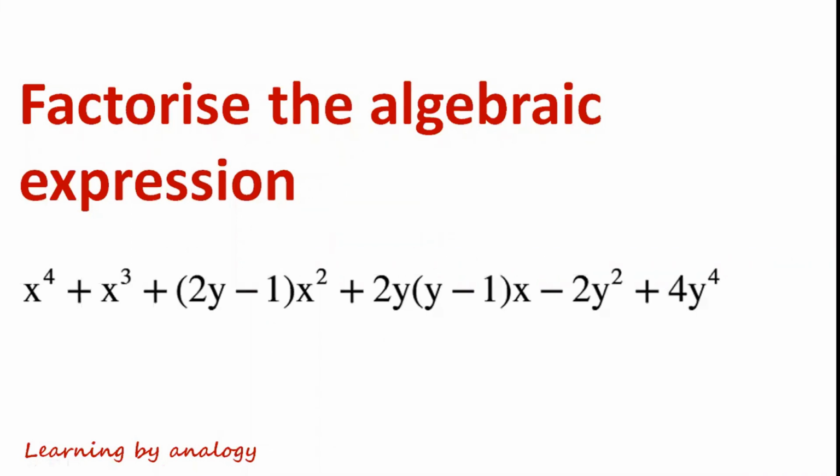Factorize the algebraic expression x to the power of 4 plus x cubed plus (2y minus 1) times x squared plus 2y times (y minus 1) times x minus 2y squared plus 4y to the power of 4.